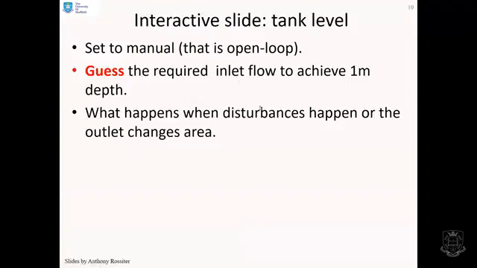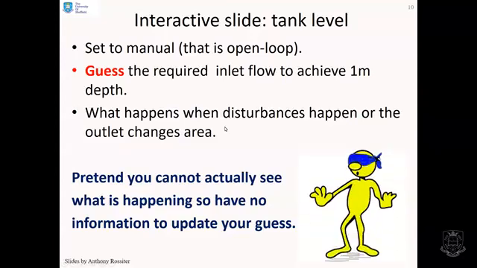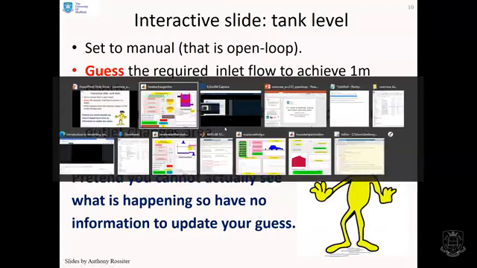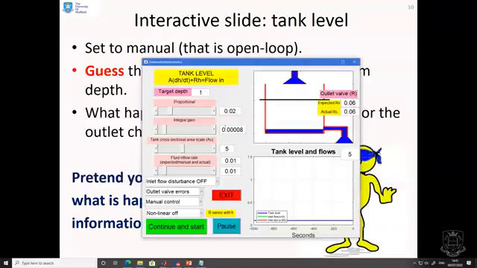Okay, next example, tank level. So we want to guess the required inlet flow to achieve 1 metre depth. And again, we're going to ask ourselves what happens when disturbances happen. And again, pretend you cannot actually see what's happening. So you've got no information to update your guess. So if we can find the tank, here it is.